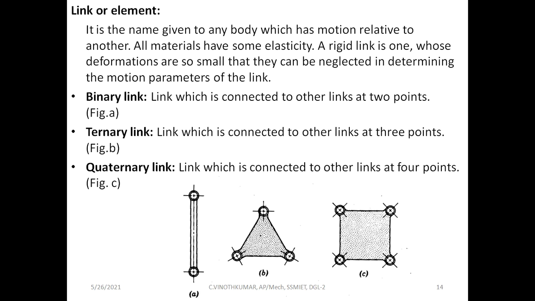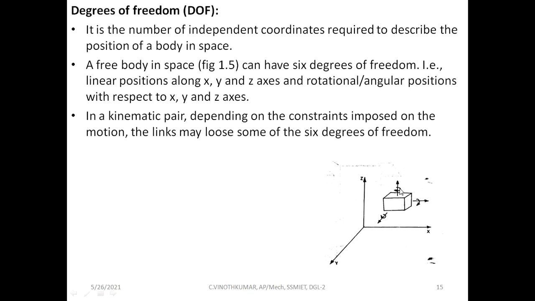First one, binary link, which is connected to other links at 2 points, in figure A. And next, ternary. This is figure B. Ternary link is connected to other links at 3 points. And the third one, quaternary link, which is connected to other links at 4 points.